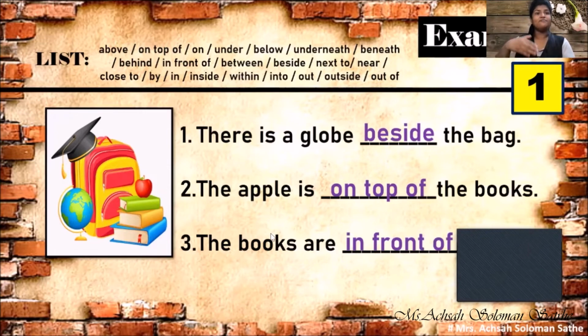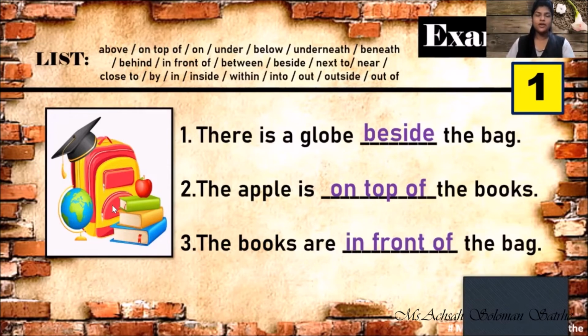The books are in front of the bag. All right, so if you see over here, there is a perfect relationship. These words are giving you the relationship between the two. Can you see over here? Globe is a noun, bag is a noun, apple is a noun, books are a noun.